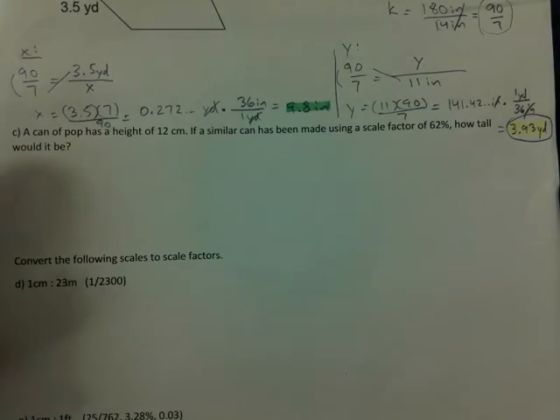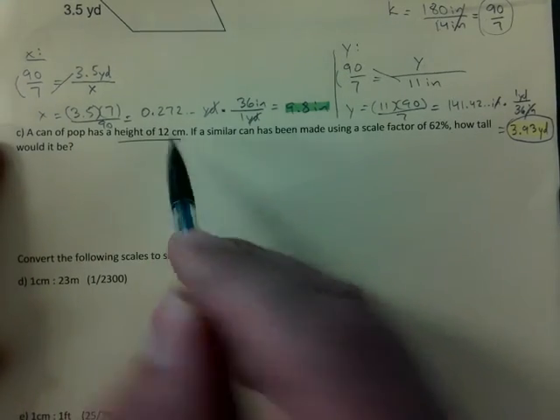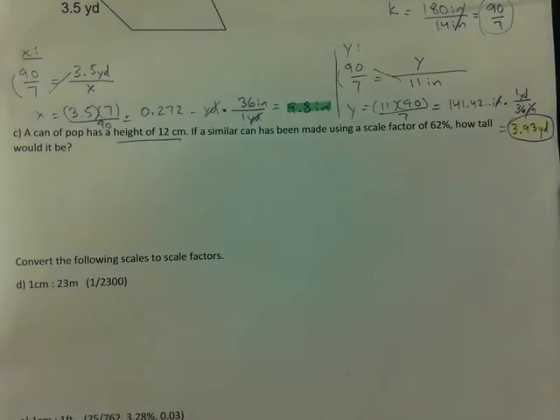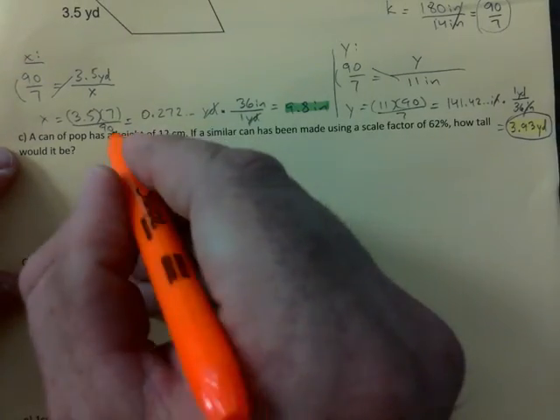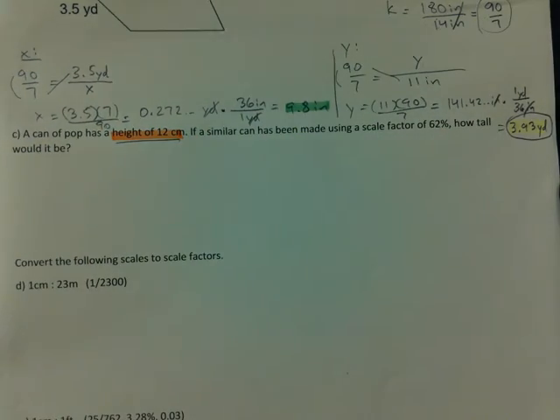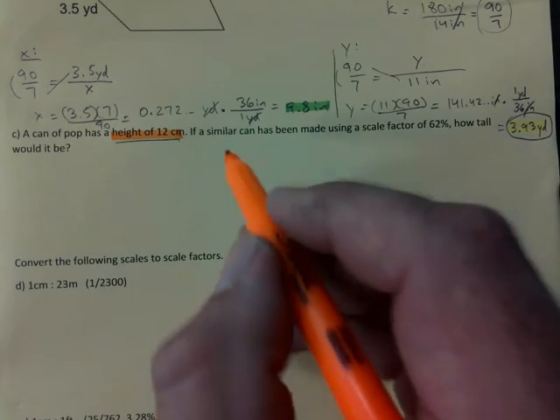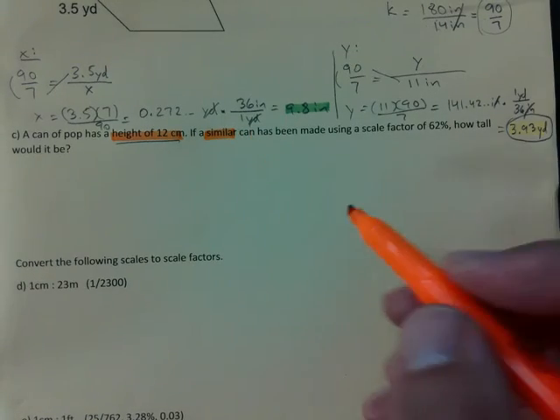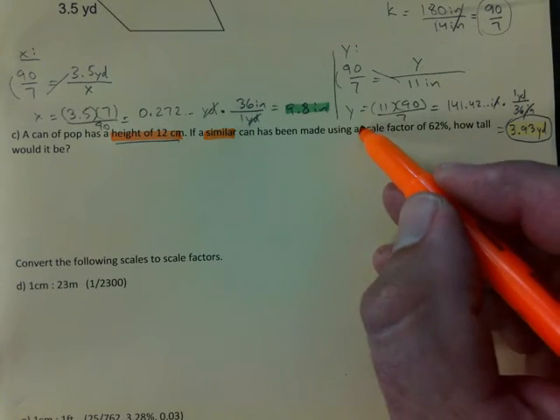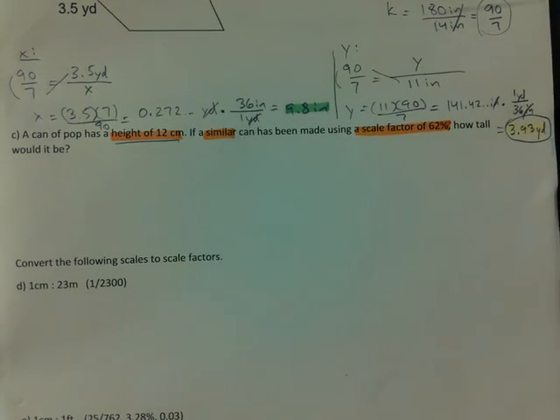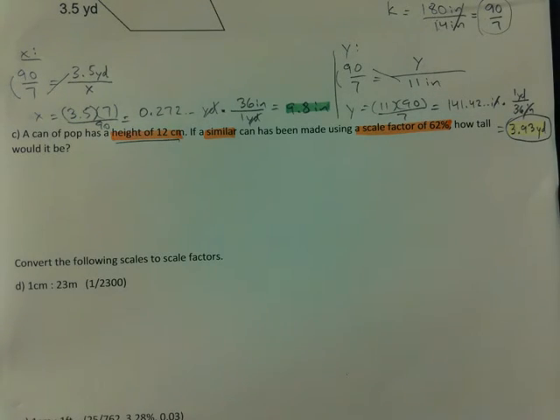A can of pop has a height of 12 centimeters. Important, right? I'm gonna highlight that. So the actual can, correct? I don't have to say it. That's the actual height. A similar can has been made using a scale factor of 62%. How tall would it be?